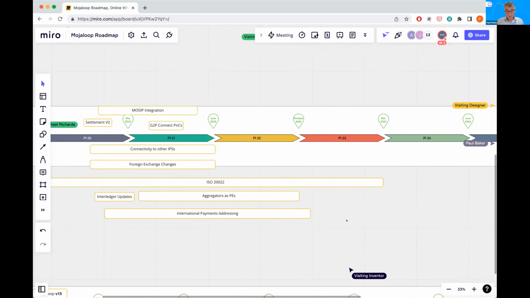Is that realistic? There's an awful lot of tasks going on at the same time here then. There's what, 7 tasks going on in parallel through PI 21. And I'm not entirely convinced that that's realistic. When you talk about the MOSIP integration, what's the delivery of that? Make that concrete for me.